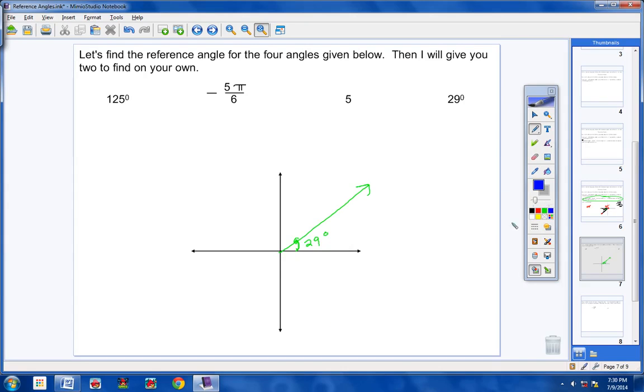Now, the reference angle is the angle formed with your terminal side and the x-axis. And what is that angle right there? 29 degrees. And so the reference angle for 29 degrees is just 29 degrees. Pretty simple. Okay?